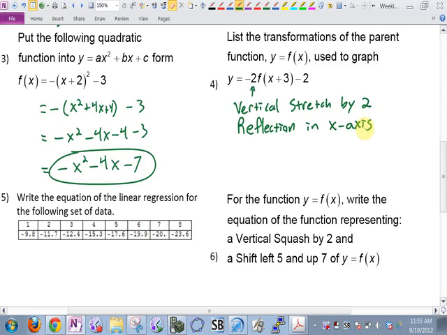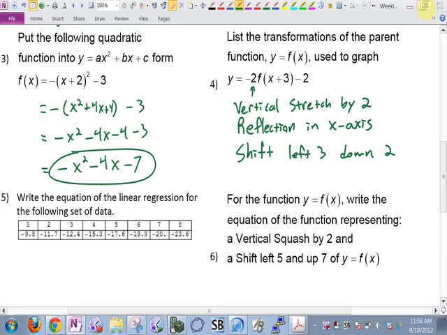They have to. If you had listed your shift down 2 before your stretch and reflection, I took a point off. Wait, what's the penalty of this? You could have shifted it left 3 before anything, and that would have been fine. But you had to shift down 2 after the stretch and reflection. So then we can just say shift left 3 down 2. Okay, don't use a word like a vertex because this graph may not have a vertex. Okay, so there you go.